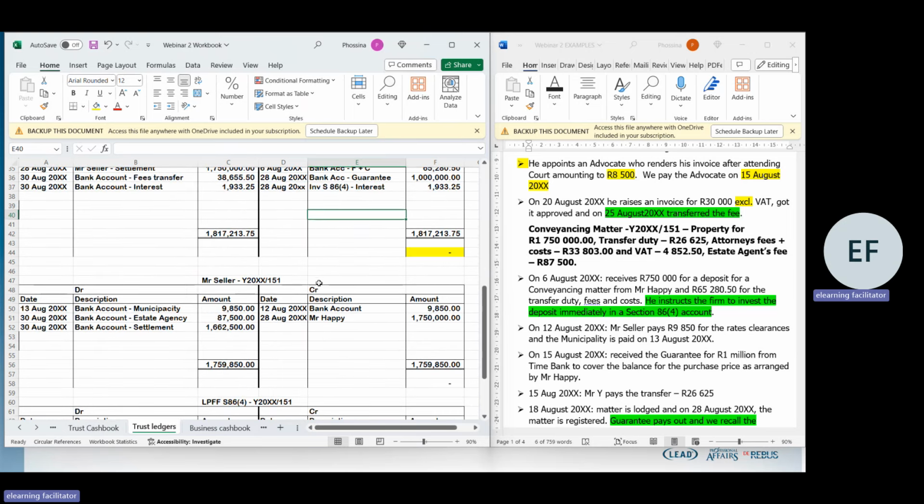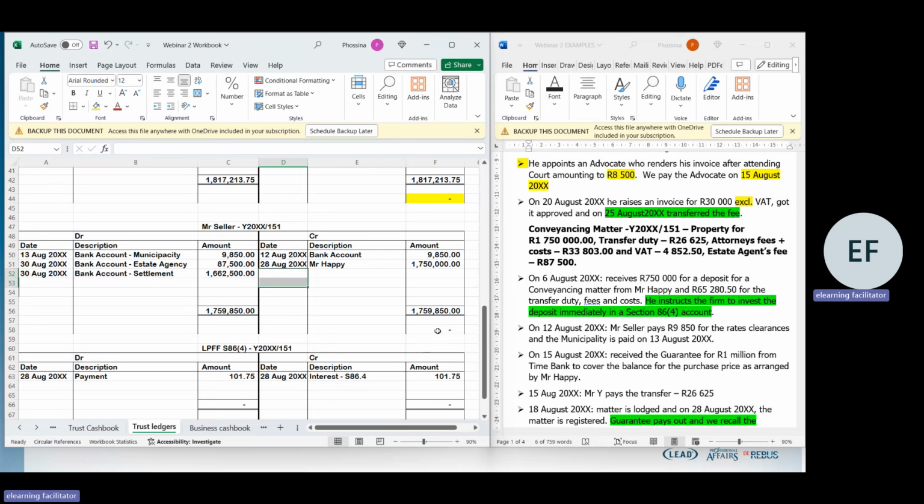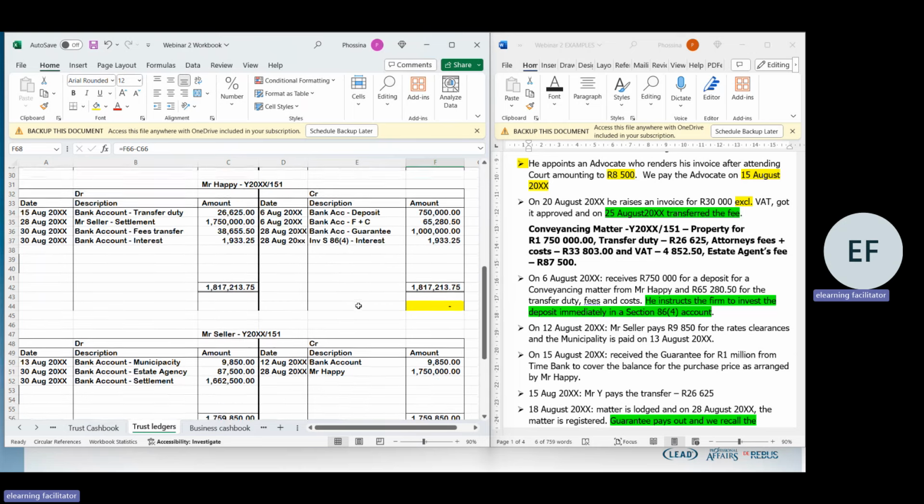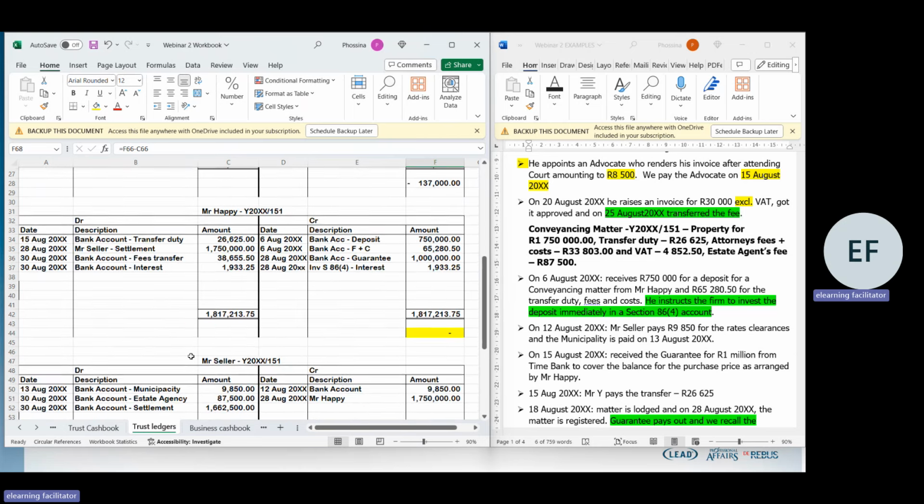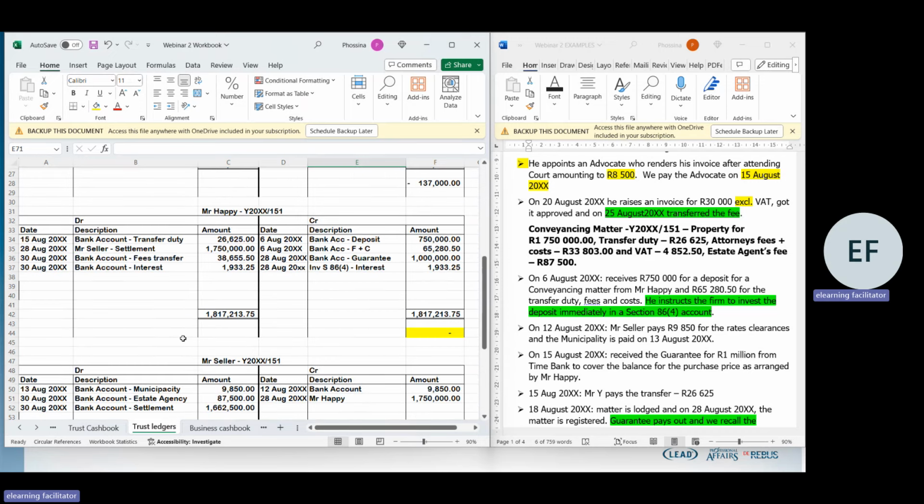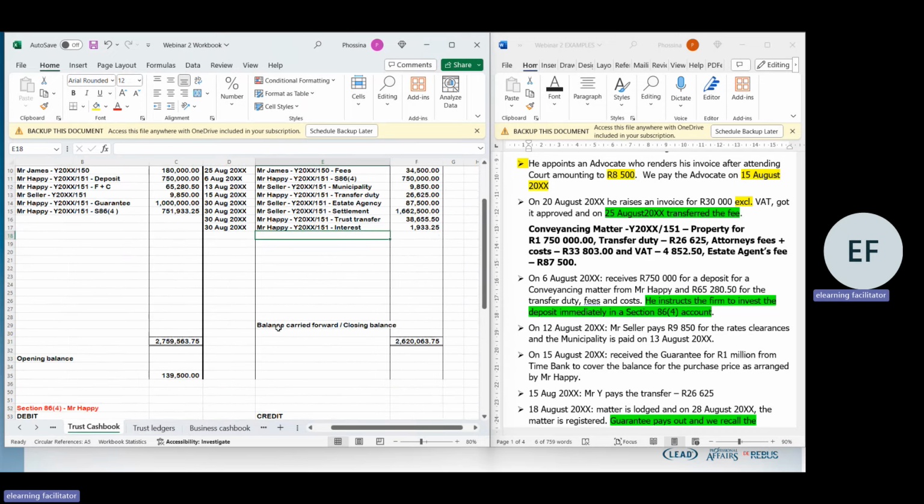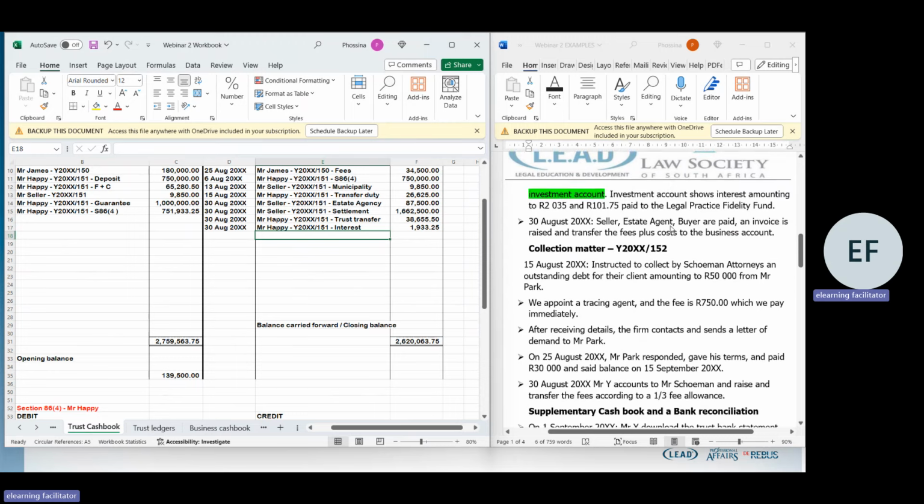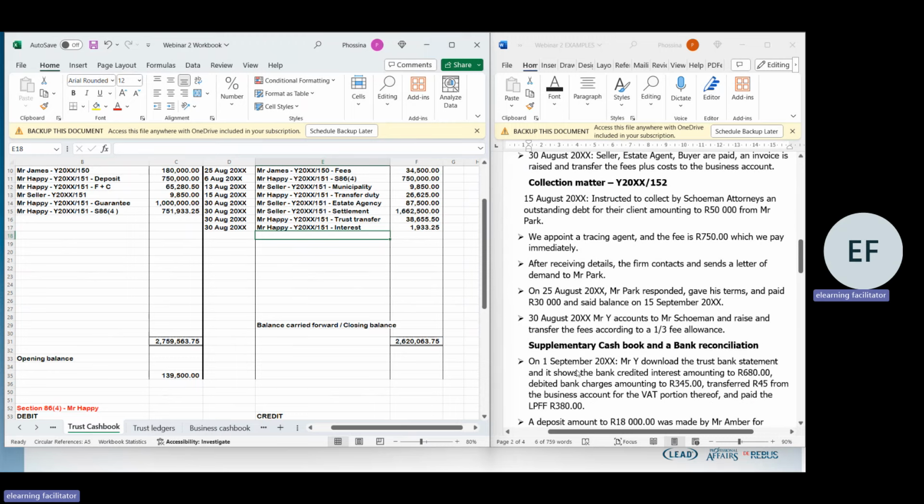So if we can have a look with Mr. Seller, we are balancing. With the LPFF, we are balancing. So our ledger accounts for this matter, crispy and perfect. Okay, our cash book, of course, it depends if we've got other matters, then we look through and we continue with the other matters. So in this case, we have a collection matter.